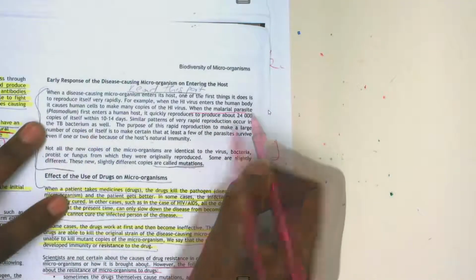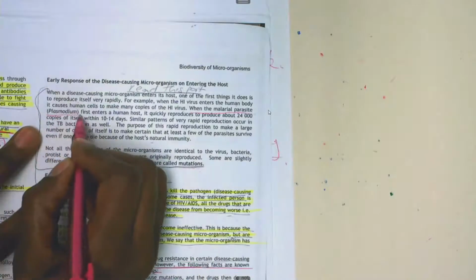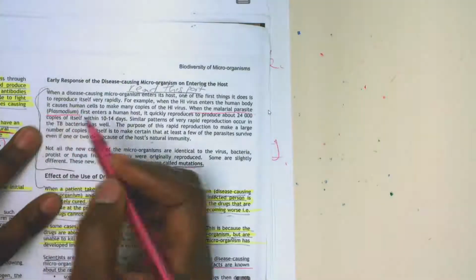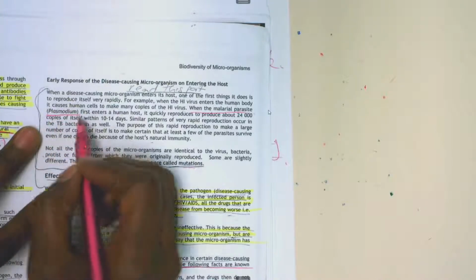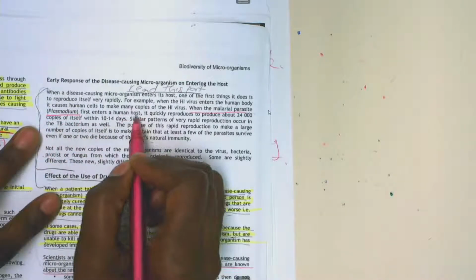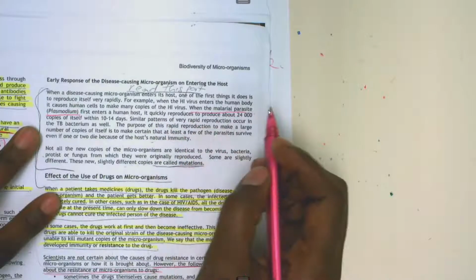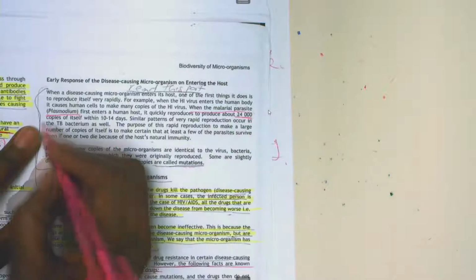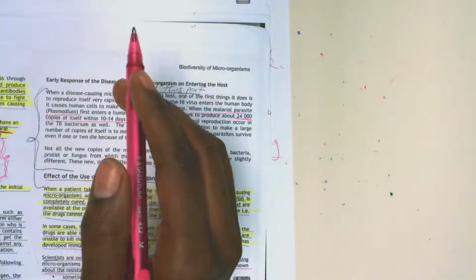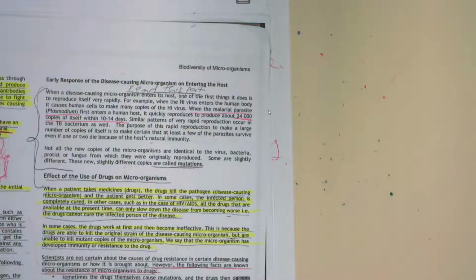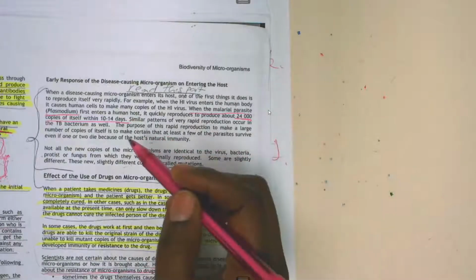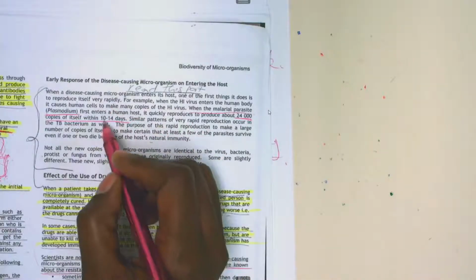You remember that we have said that malaria is caused by a parasite or microbe called Plasmodium. It first enters a human host, and then it will quickly reproduce to produce about 24 copies of itself. And then within a duration of what? Of 10 to 14 days, it will reproduce into 24,000 or more copies of itself.